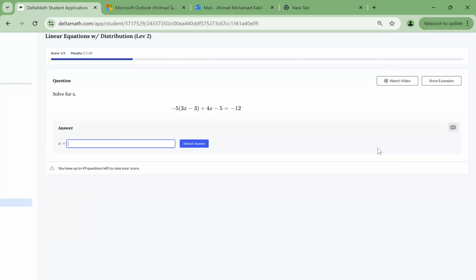Let's try another one. Again, I'm going to distribute the -5 over both terms. So -15x plus 15 plus 4x minus 5 equals -12. Now collect the like terms. So -15 plus 4 gives us -11x. And plus 15 minus 5 gives us plus 10. And this is equal to negative 12.